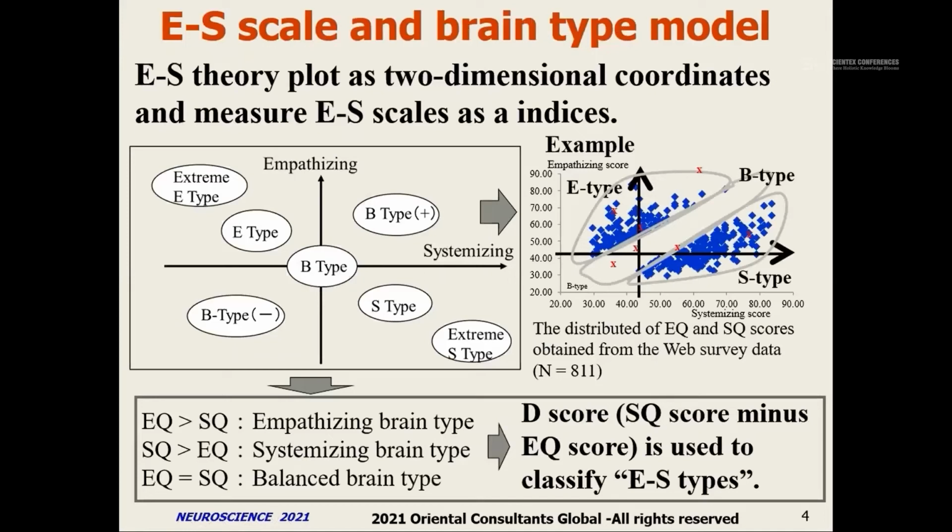ES theory plots a two-dimensional coordinate and measures ES scales as indices. So if a person has a higher EQ score than SQ score, the person belongs to the empathizing brain type. So this score, SQ minus EQ score, is used to classify ES type.